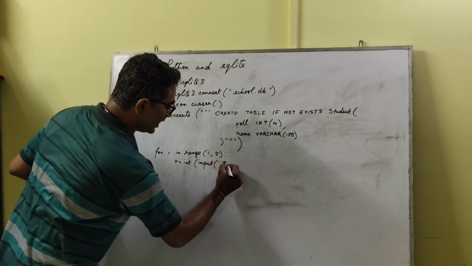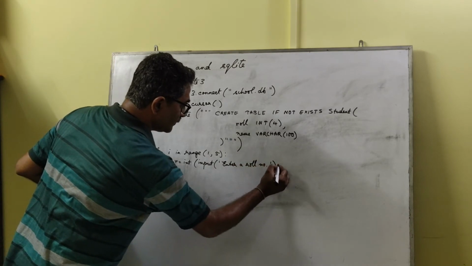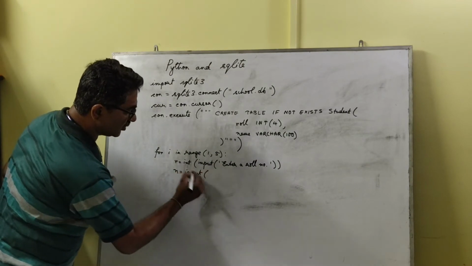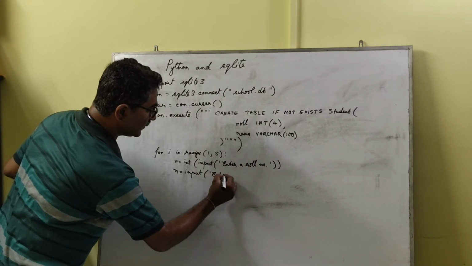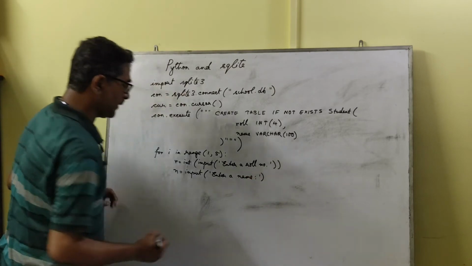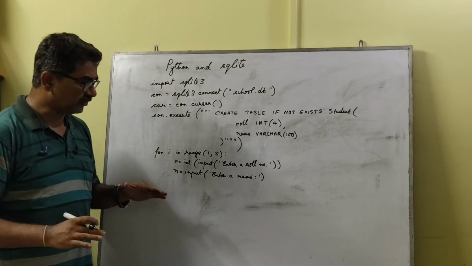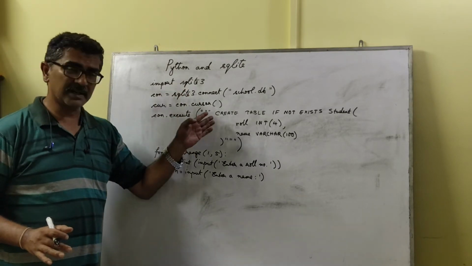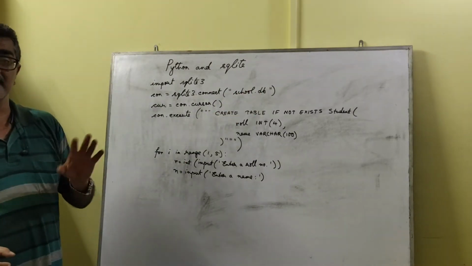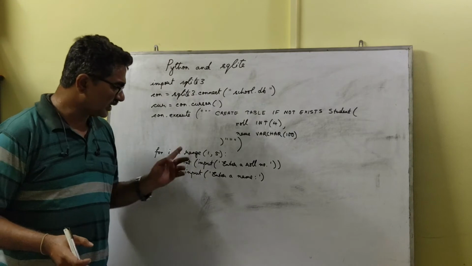Input, I can give a message, enter a roll number. Similarly, I can accept a name. Name is a string, so there is no need for any conversion. Now we have accepted the roll number and name from the user. The only thing left is to store or insert it into the table named student. We already know that in SQL there is a command called insert into. So we are going to use this command for storing the roll number and name.